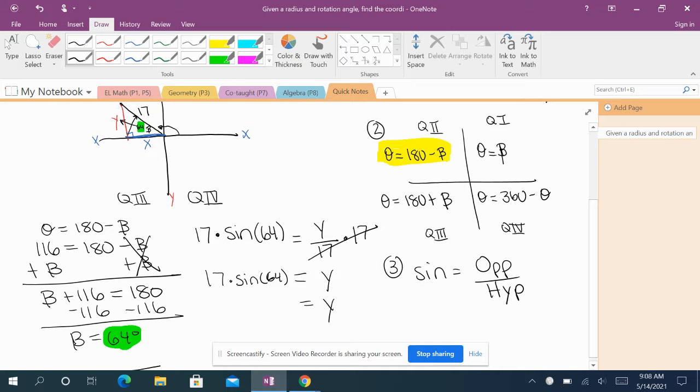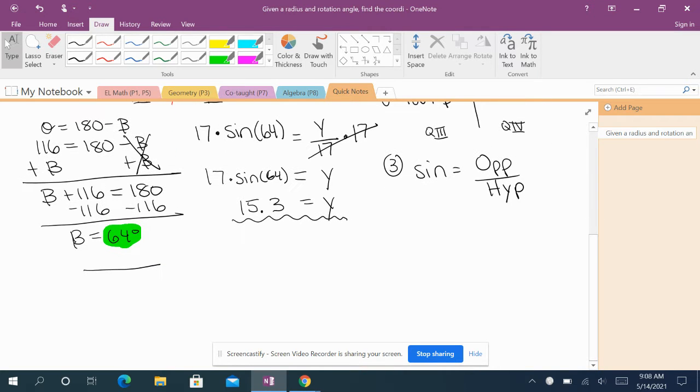Now when we put this in the calculator, we're going to get a value of 15.3. Remember that you have to be in degrees on your calculator. If you're not in degrees, then you're going to have the wrong answer. So I know that this is my value for y.